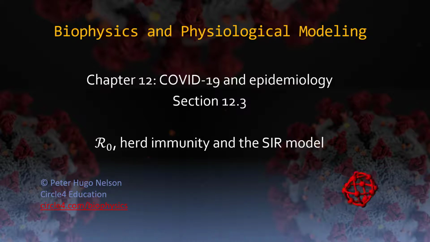Welcome everybody. In this video we're going to extend what we did in the previous video and apply it to section 12.3 of the Biophysics and Physiological Modeling book. And what we're going to talk about is probably the most famous model in epidemiology, the SIR model.